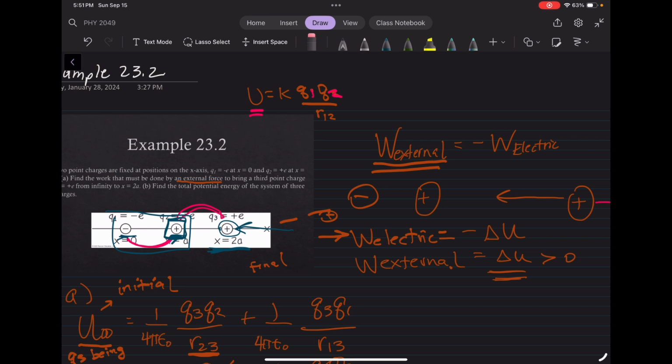So for external work, it's positive if you have to act against a net repulsive force, and the external work would be negative if the net force you were acting against was an attractive force, because it would already want to be close together, right? If there was already an attractive force, you wouldn't have to do any work. In fact, you would get energy back.